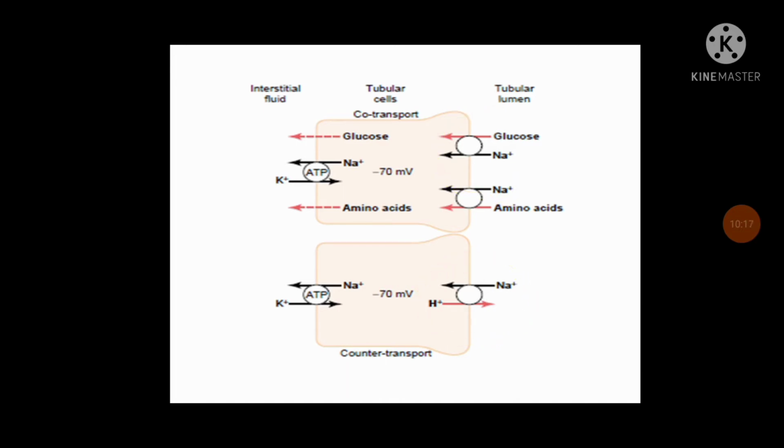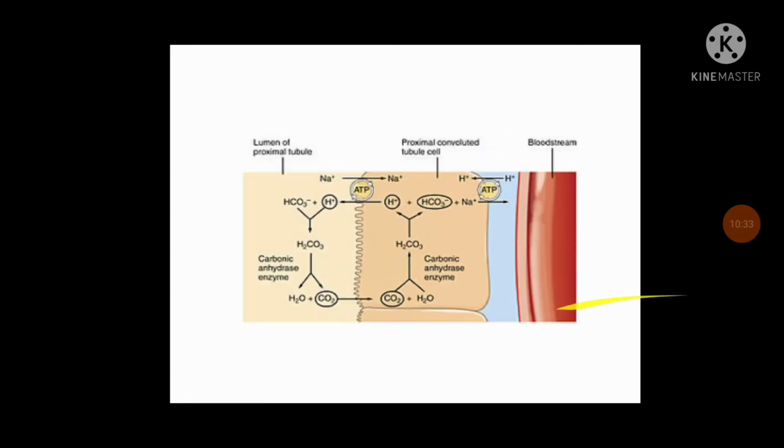So sodium is not only reabsorbed by secondary active transport, but also by primary active transport, where one sodium enters the epithelial cells with the secretion of one H plus ion. The secretion of H plus ion also helps in the reabsorption of bicarbonate from the proximal convoluted tubule.